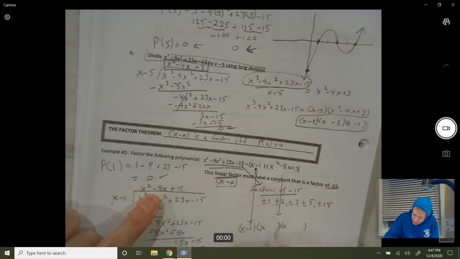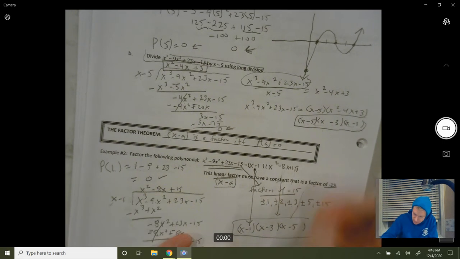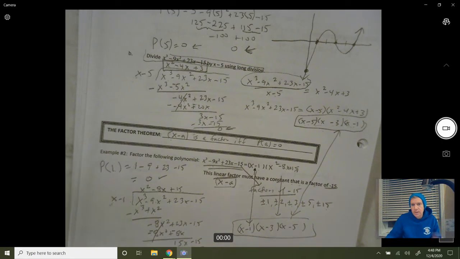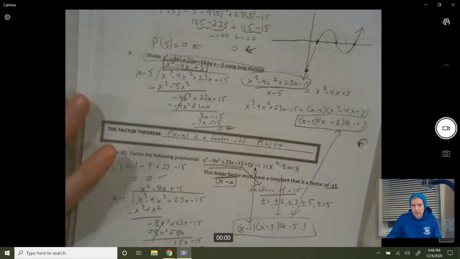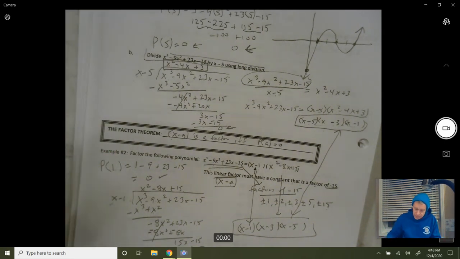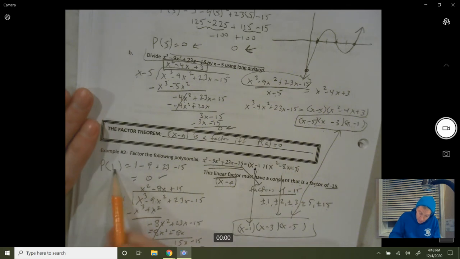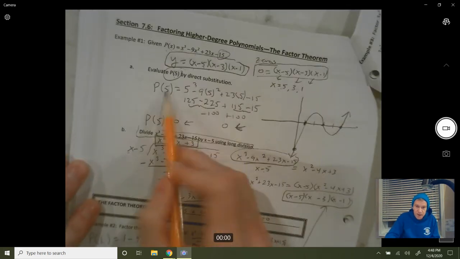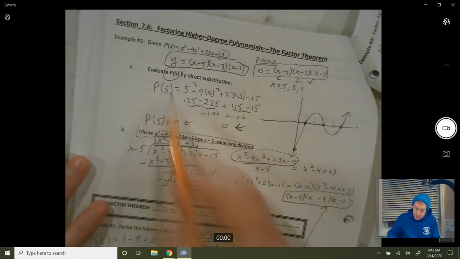3 and 5 minus 3 and minus 5. And you can see we got the same answer. Obviously, it's the same problem, but we did it starting with a different 0, a different factor. A different 0 here. The 0 was 1 and the factor was x minus 1. Up top, the 0 was 5 and the factor was x minus 5.